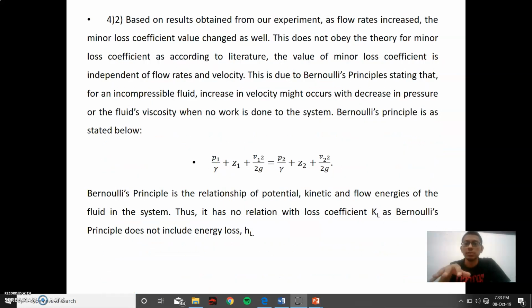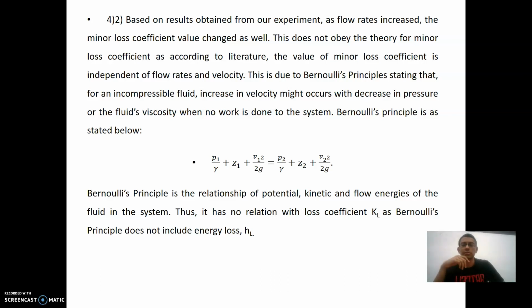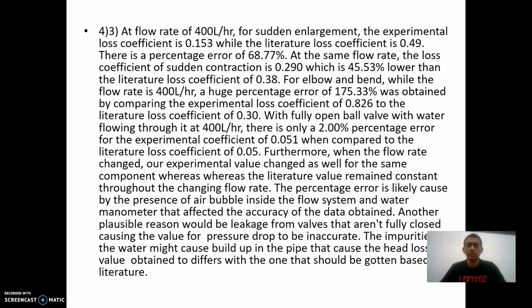As the flow rate slowly increases in the experiment, the minor loss coefficient value changes as well. This doesn't obey the literature, because according to the literature, the value of the minor loss coefficient is independent of velocity. Because of Bernoulli's principle, the ratio between potential and kinetic energy in a fluid system has no relationship with the loss coefficient KL. Bernoulli's principle does not equal energy loss. And at a flow rate of 400 liters per hour, the sudden enlargement loss coefficient is 0.53, 0.49.